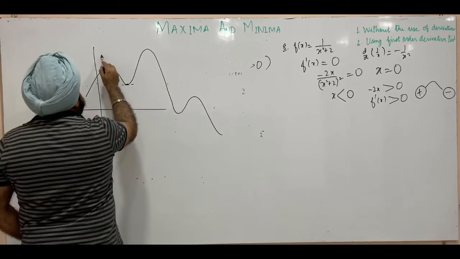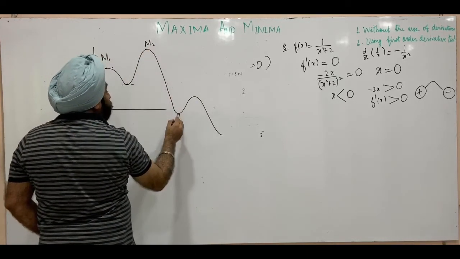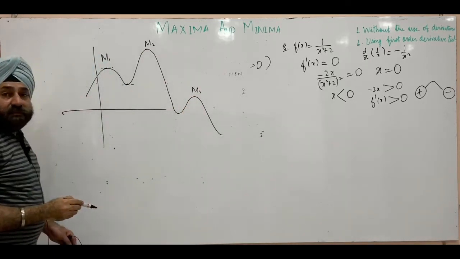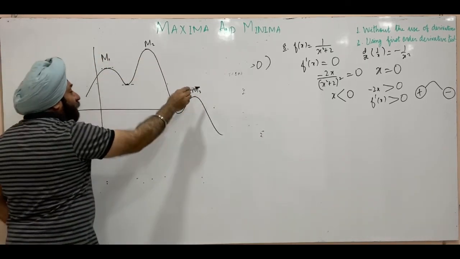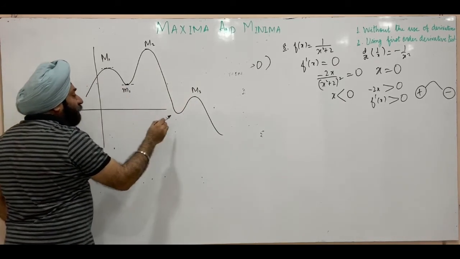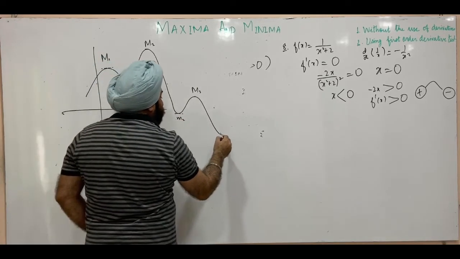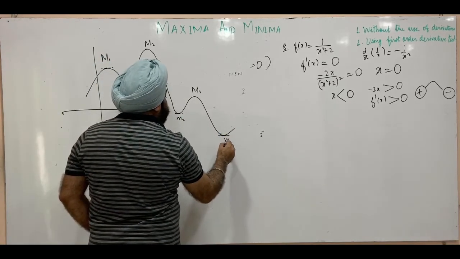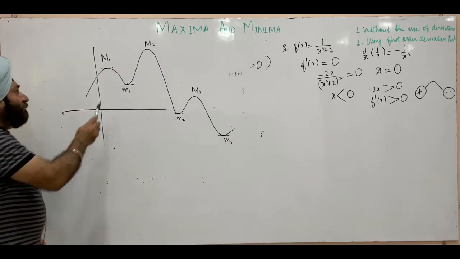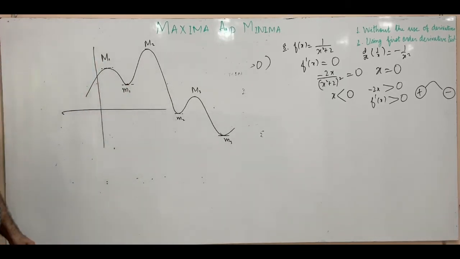This is first point of maxima. This is second point of maxima. This one is third point of maxima. So I am representing with capital M. And this is a point of minima. This is next point of minima. And this is third point of minima. So these are all 1, 2, 3, 4, 5, 6. These are all critical points.